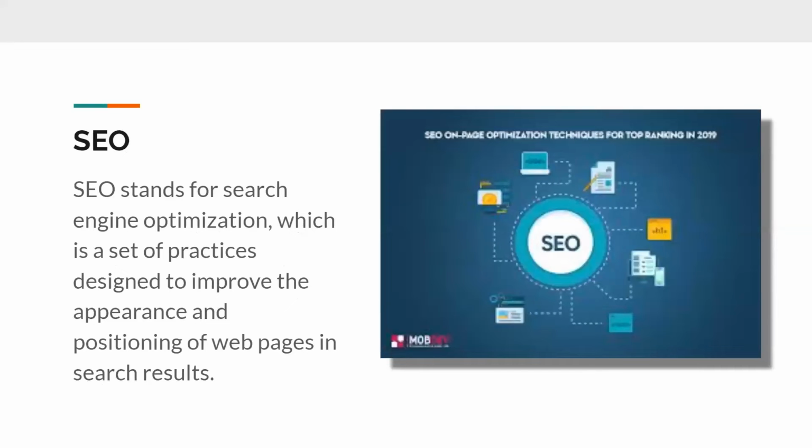Next up, we have SEO, which stands for Search Engine Optimization. That's a set of practices designed to improve the appearance and positioning of web pages in your search results. A good example of this is keywords. So if you search up things like weather online on Google, you would see results related to weather. That's what SEO does for you online.